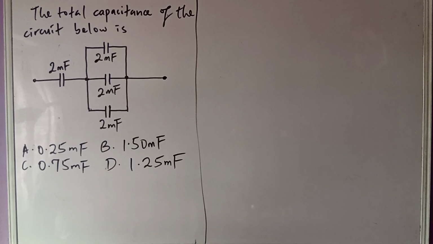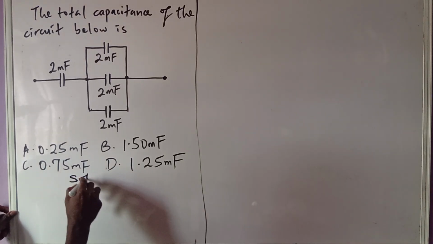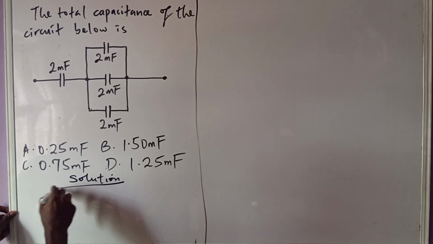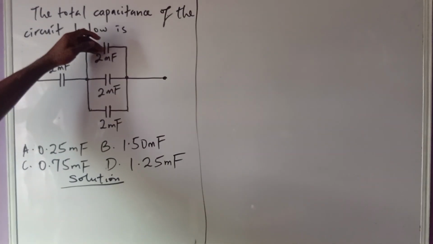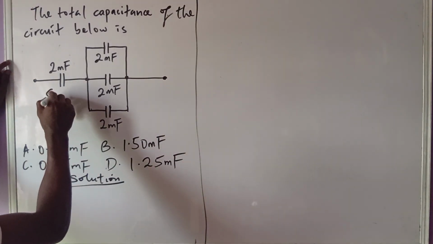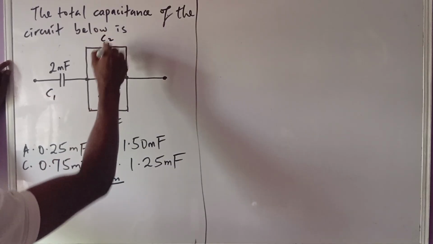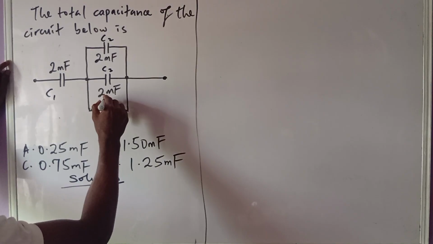So how are we going to solve this? We firstly resolve the capacitance in parallel, and when capacitors are arranged in parallel, to find the resultant capacitance you add the capacitances together. So to resolve this, let's pick the capacitors in parallel. Let me name them: let's say this is C1, this is C2, C3 and C4.